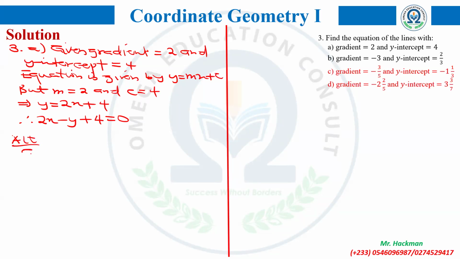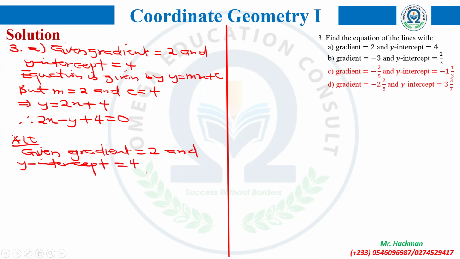Okay, so in the same way, I'll write "giving", and what am I giving? I've been giving the gradients. And you can choose to write m here, giving m, you know m is the gradient, only that I'm extracting directly: 2. And my y-intercept, I'm told, is 4.